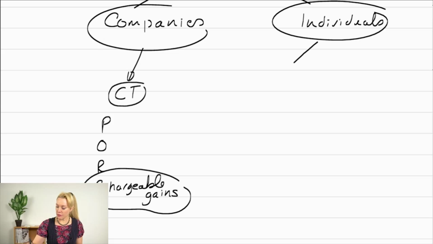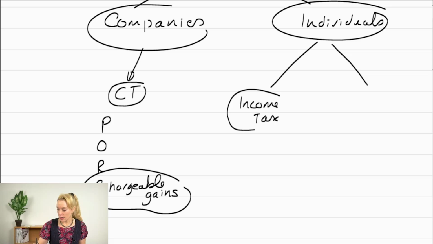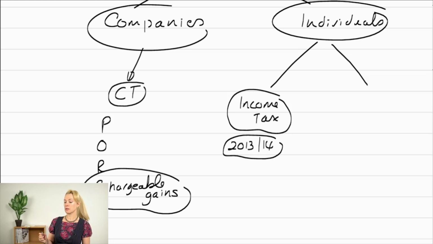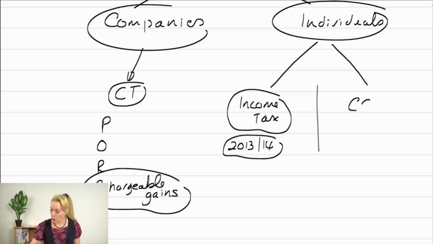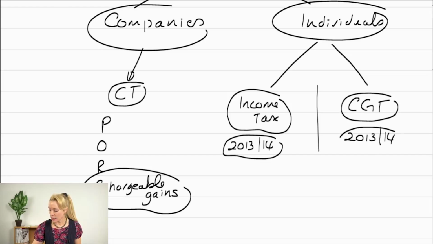When you're talking about individuals, individuals pay income tax. And as we are going to see next week, income tax is calculated for each tax year. And income tax is something that a person pays on their income. Individuals also pay another tax, a completely different tax, called capital gains tax, on their chargeable or taxable gains.